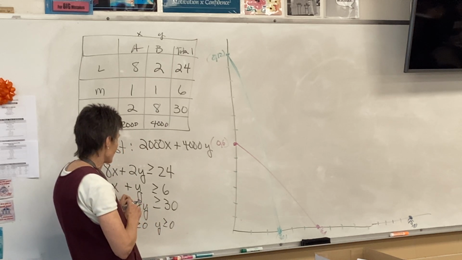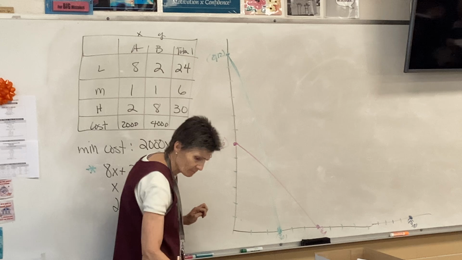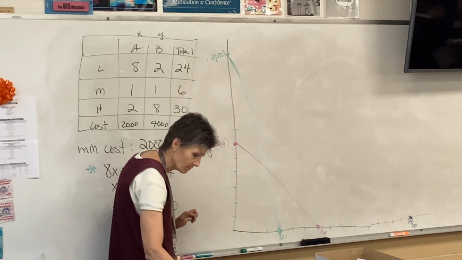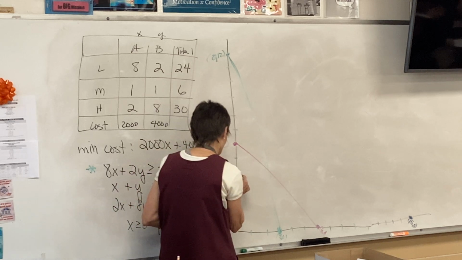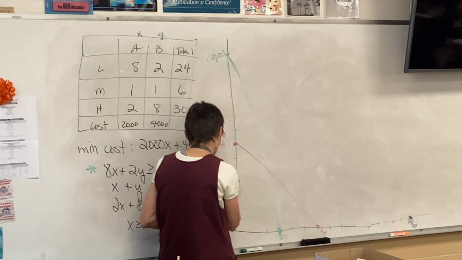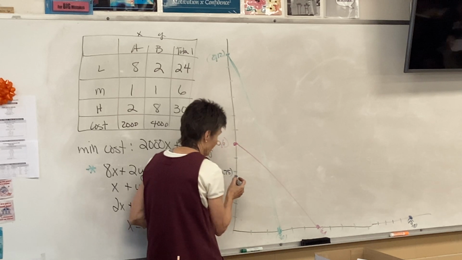What is 30 divided by 8? 3.75. All the way.